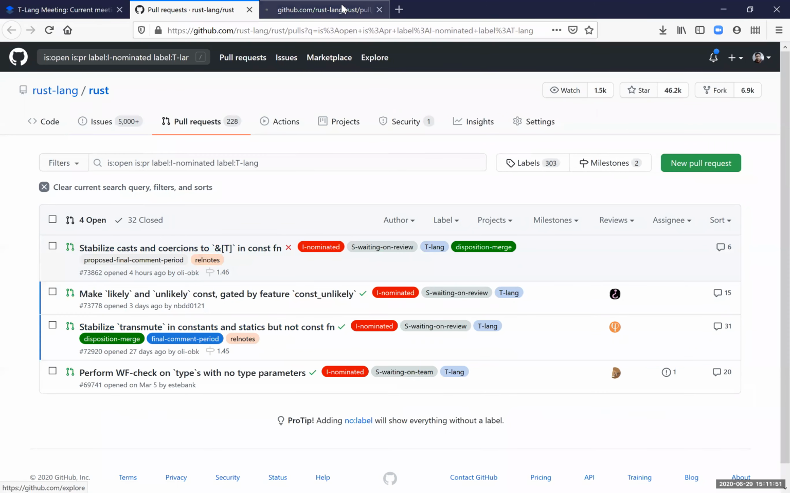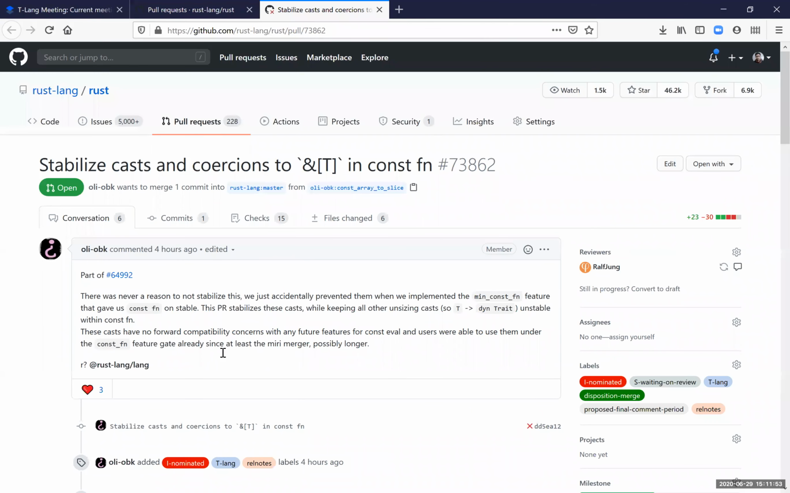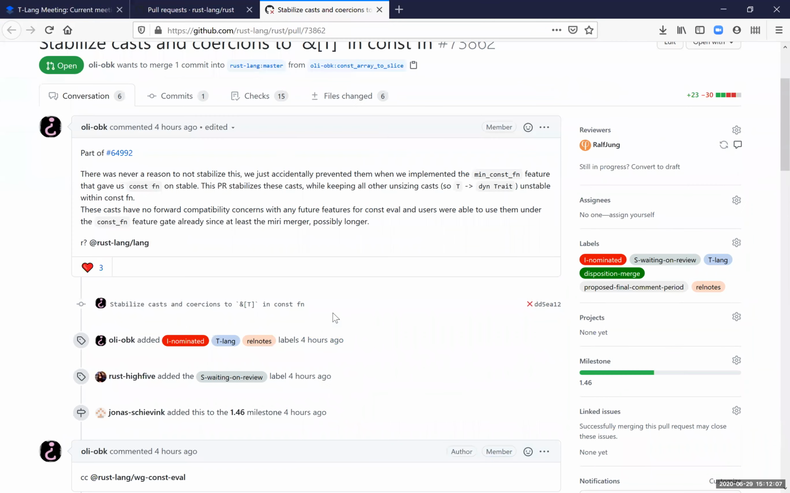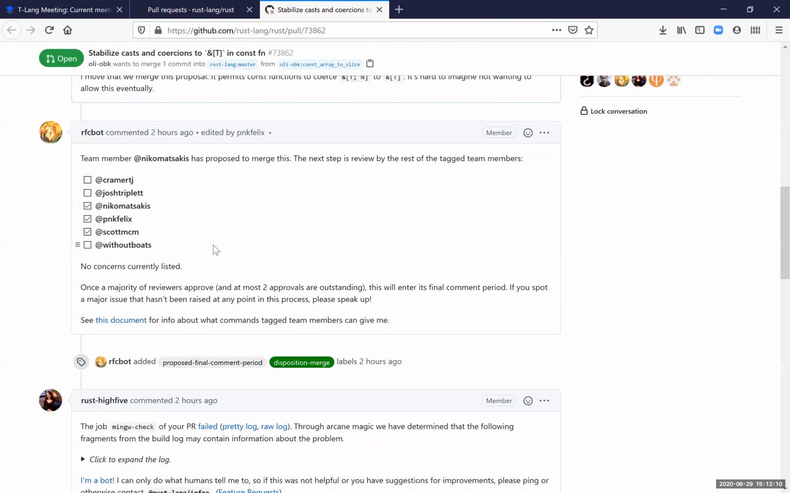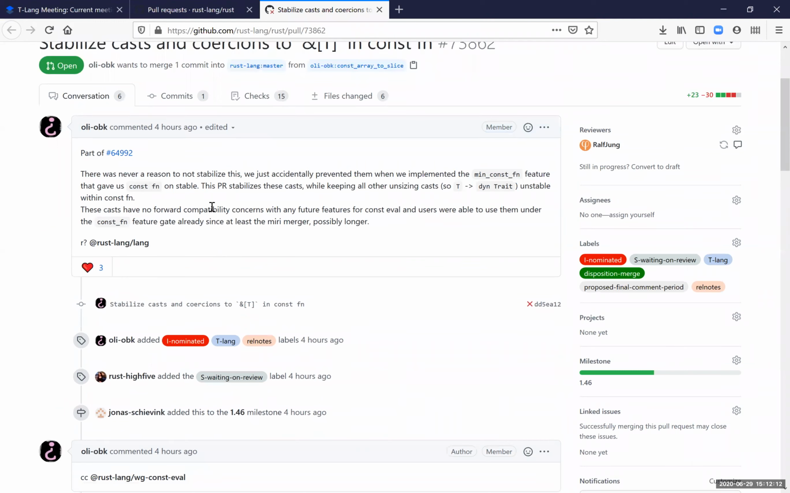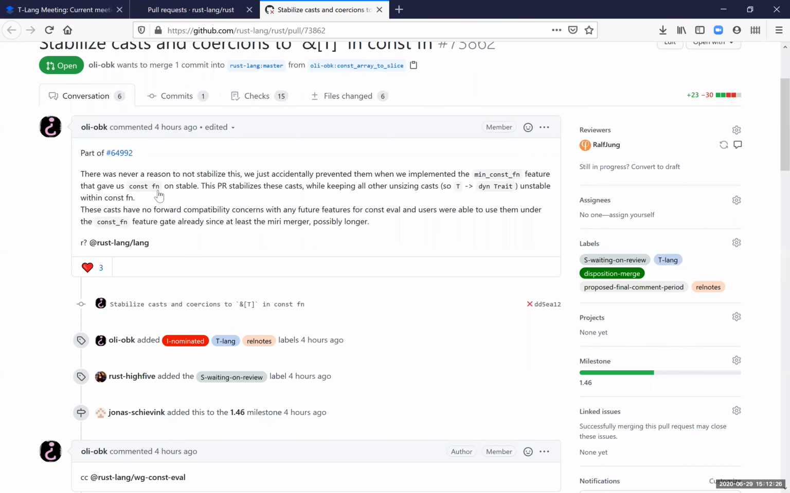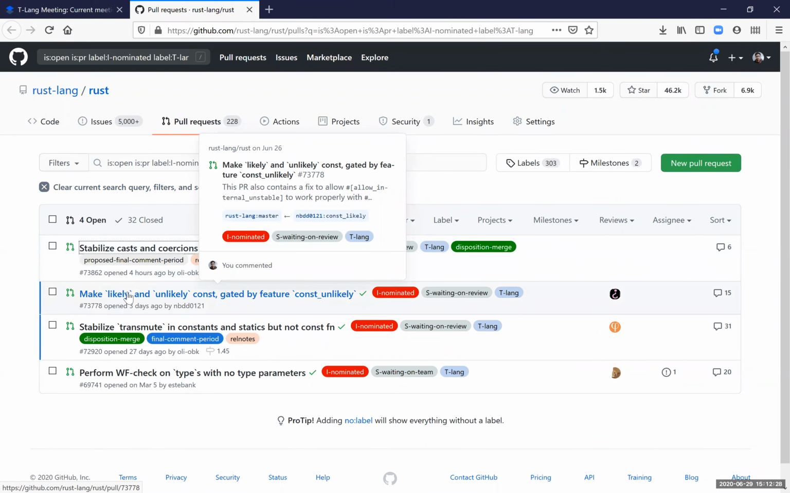So Ali proposed in const fn to allow us to coerce from fixed size arrays to slices. And I moved to accept it. We got some checkboxes here. I think it's basically already allowed in const. It's kind of an oversight that it wasn't allowed in the first place. So I nominated it already, but I'll remove the nomination. I just wanted to bring it up. Any comments on that before I go on?